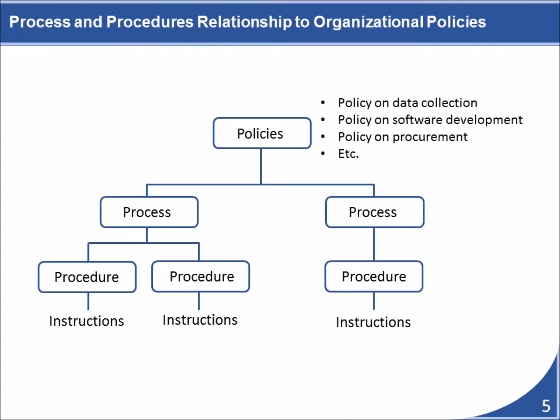This image shows the relationship between an organization's policies, processes, procedures, and instructions. What it shows is that an organization makes policies. Each policy can have one or more associated processes. Each process can have one or more associated procedures. And each procedure can be supported by specific instructions. An understanding of this relationship will be needed when it comes to quality assurance. Let's see an example of each of these terms.